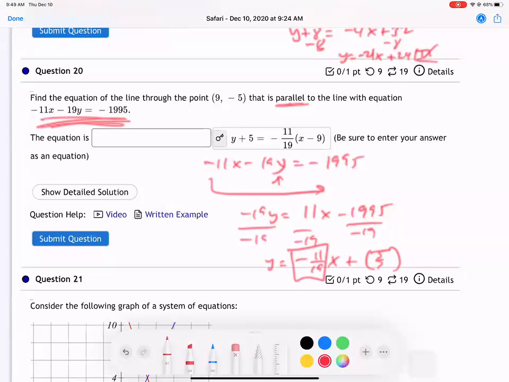So my new line, y minus y1 is equal to negative 11/19, great, x minus x1. And my y value is negative 5, and my x value is 9. Okay, we just plug that in, and we're in good shape. And this is point slope form.